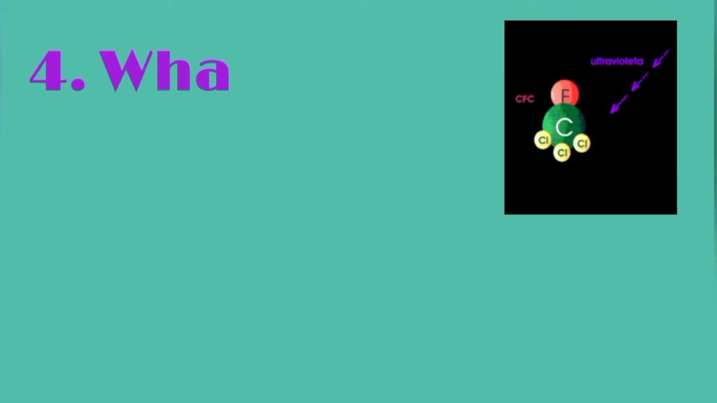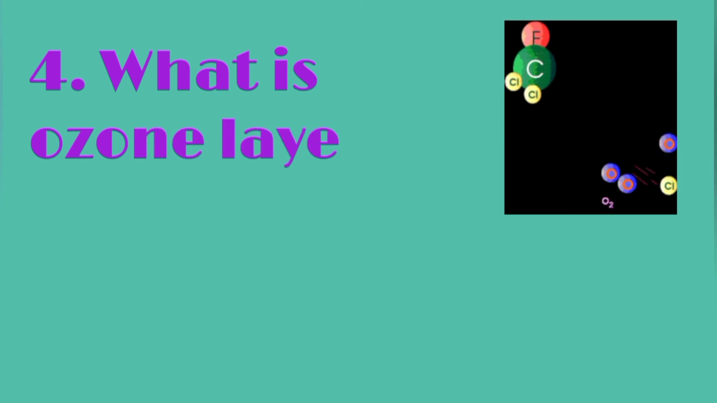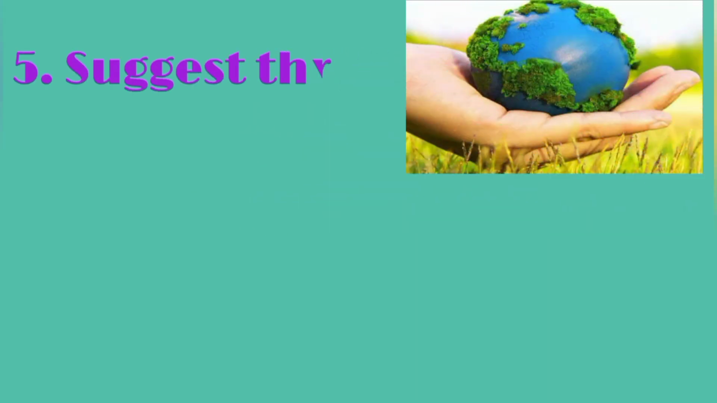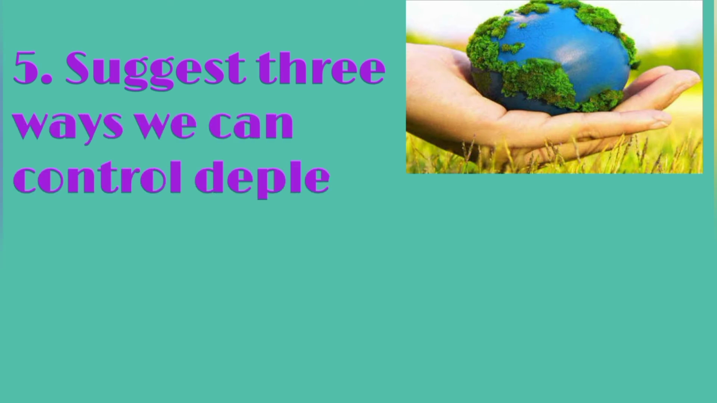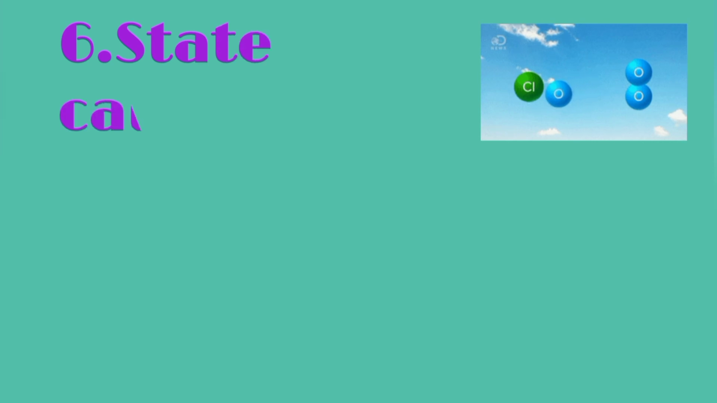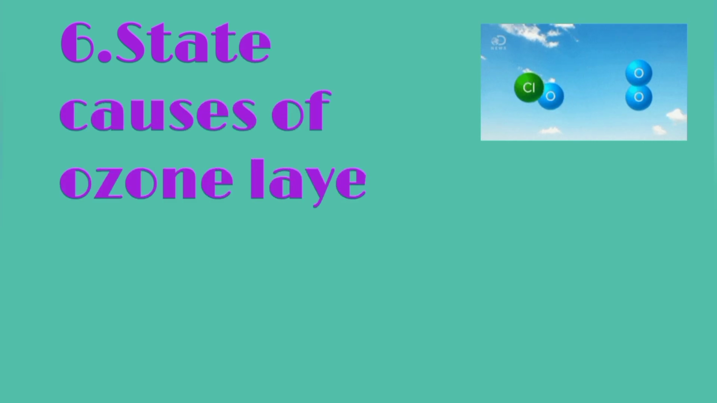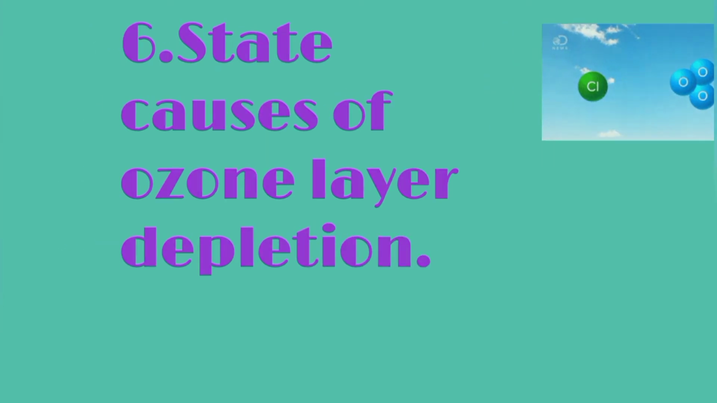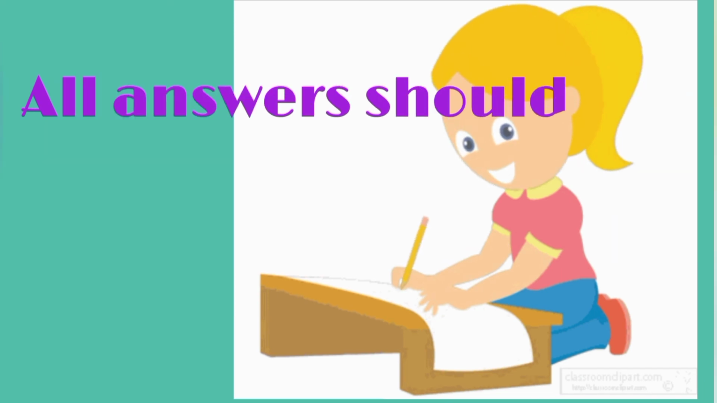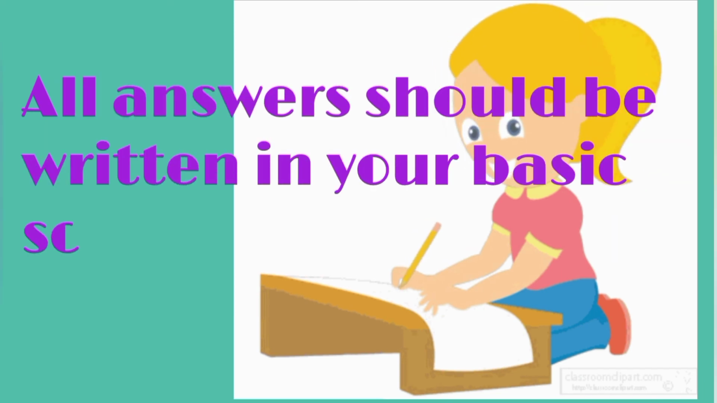Number 4 question. What is ozone layer depletion? Question number 5. Suggest 3 ways we can control depletion of the ozone layer. Lastly, question number 6. State the causes of ozone layer depletion. Remember, all answers should be written in your basic science notebook and be submitted for marking.